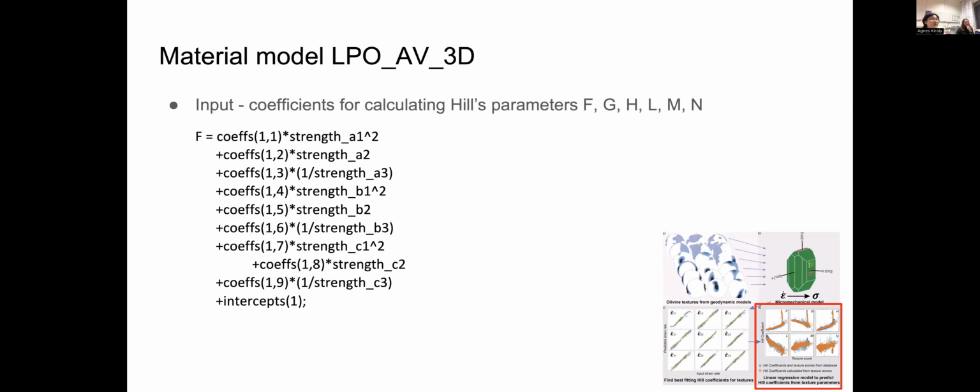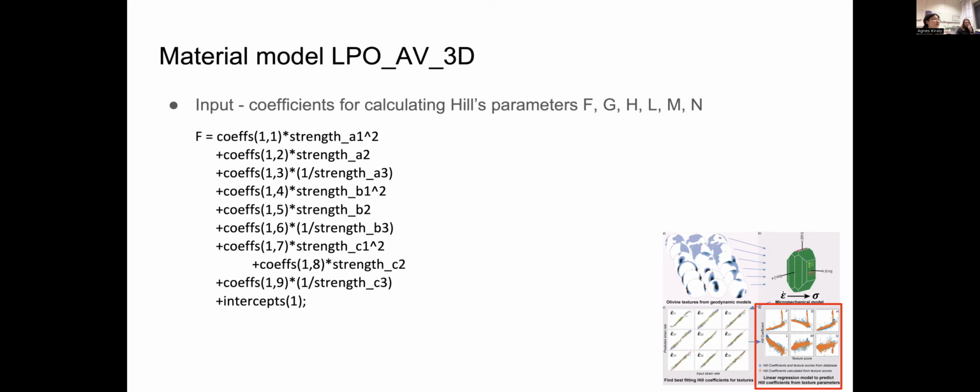So first, for this material model, we need to have an input that's the coefficients for calculating the Hill's parameters, the F, G, H, L, M, N, the 6 numbers. For example, the equation here we have is to calculate F. We need 9 coefficients and 1 intercept multiplied by the eigenvalues of the olivine texture matrix. These coefficients we got from the linear regression model that best fits the textures we mentioned before. And it is very easy to update the regression model to obtain new coefficients and even new equations.